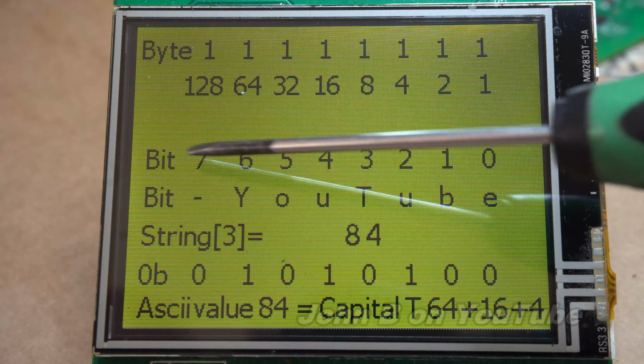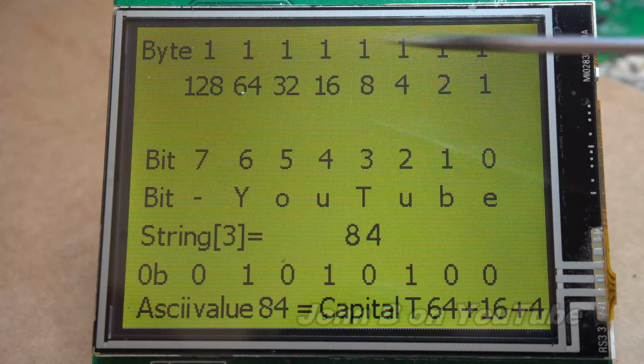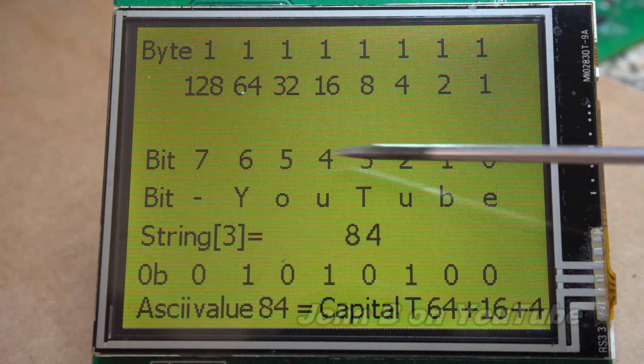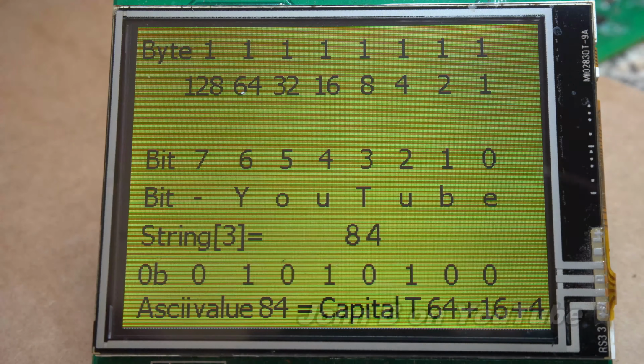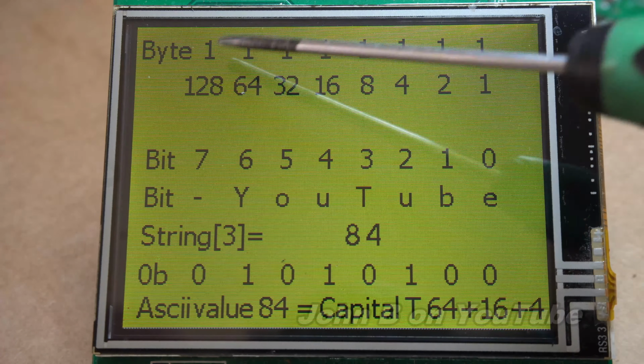We've still got 8 positions, or 8 places: 7, 6, 5, 4, 3, 2, 1, 0. That's 8 numbers. And we've still got the same decimal values assigned to those positions.